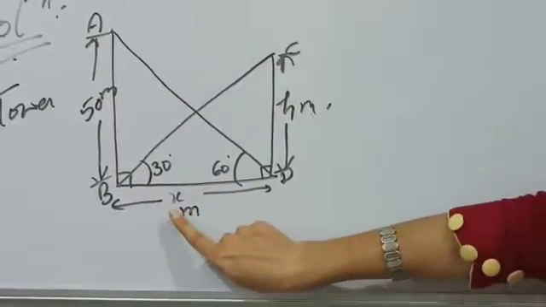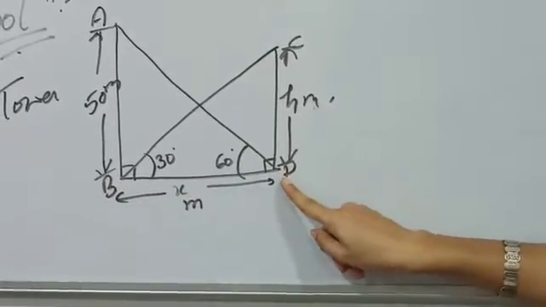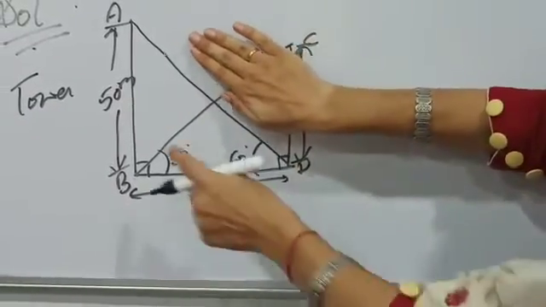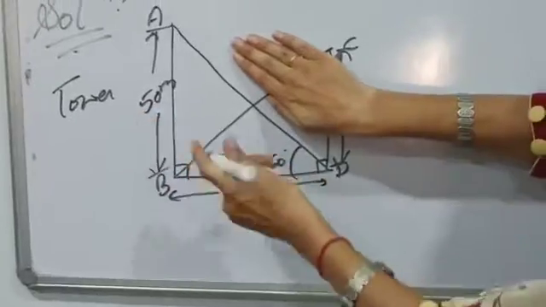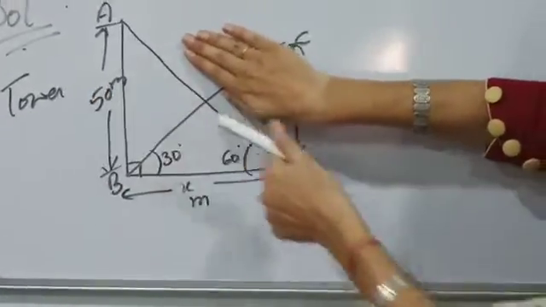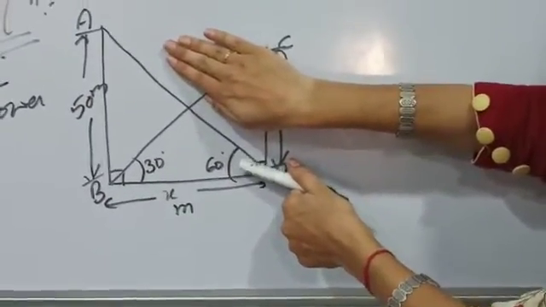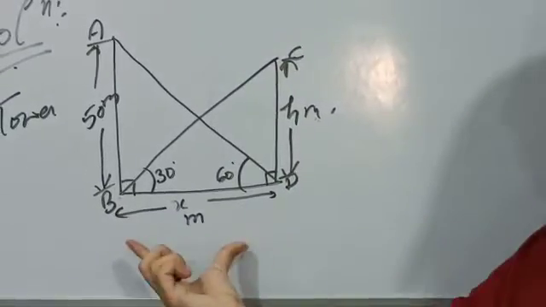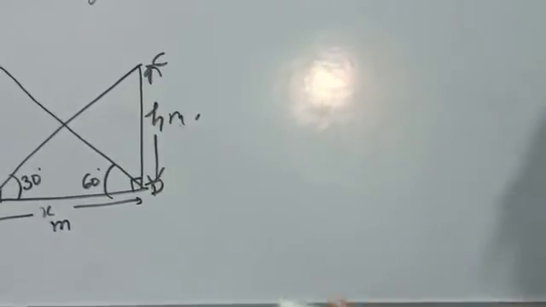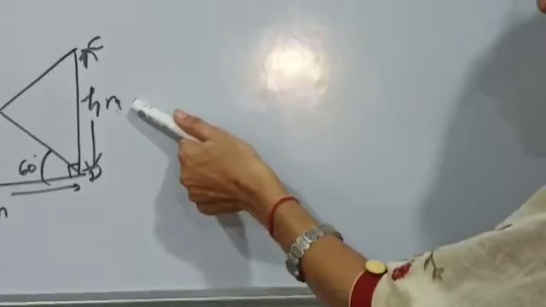Firstly, we will find the distance between the tower and the building. At least two measurements are given here, 50 meters for the tower height and 60 degrees as an angle, right? So we will solve for x, and then we will use it to find the h value also.